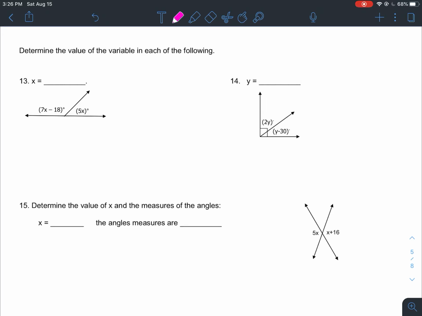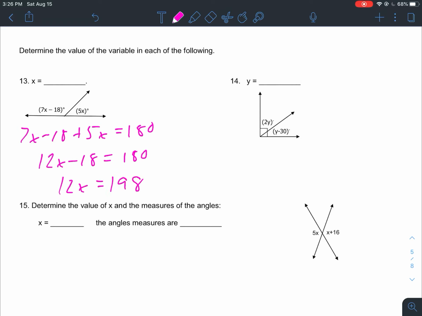Number 13. So what are these two angles called? Well, they make a straight line, and therefore they're called a linear pair, which means they are supplementary, which means they add to 180 degrees. So 7x minus 18 plus 5x equals 180 degrees. 12x minus 18 equals 180. Add 18 to both sides. We get 12x equals 198. Divide both sides by 12. We get x is 16.5.